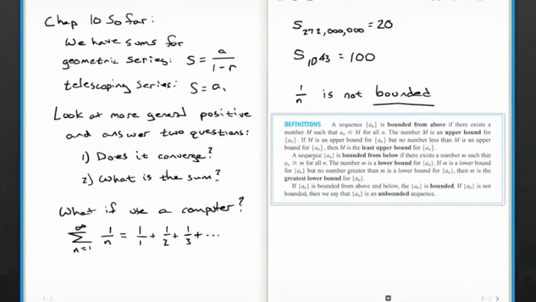Very related to this, a sequence is bounded from below if the same thing works with a little m, all a sub n's are bigger than little m, no matter how far we go. So we're kind of trapped, either beneath big M or above little m. And if a sequence is bounded from above and below, the sequence is bounded. And if a sub n is not bounded, then we say it's unbounded. All right, so that's a lot of terminology.